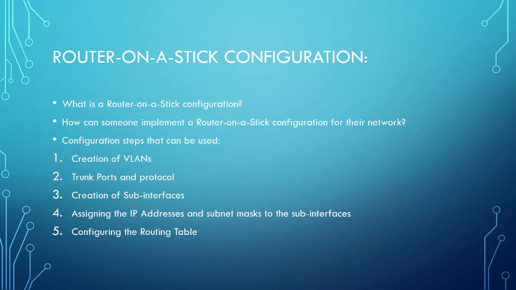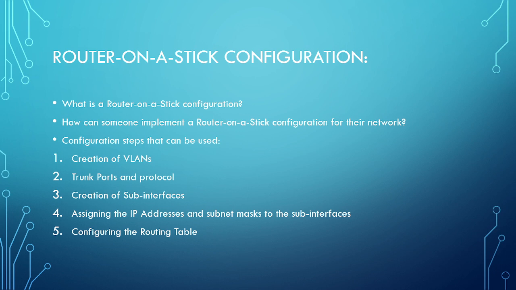Router on a stick configuration. What is a router on a stick configuration? Simply known as one of the inter-VLAN routing methods, a router on a stick configuration is a method for enabling inter-VLAN routing that uses a single physical router interface to connect to multiple VLANs.